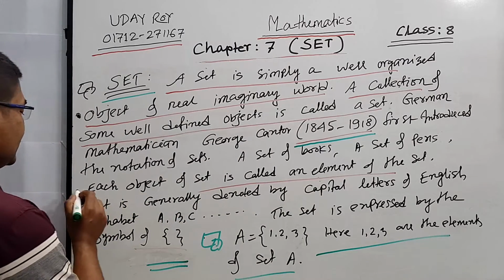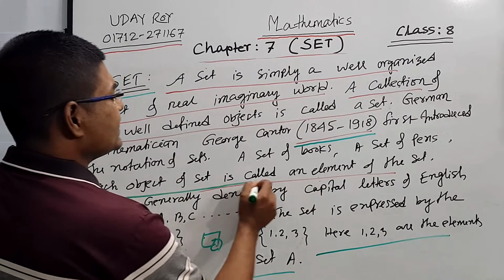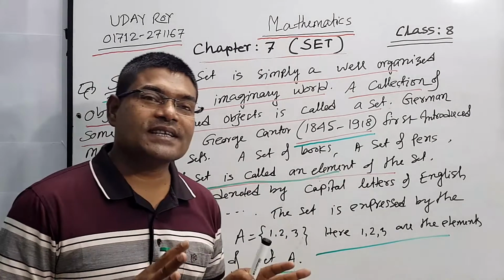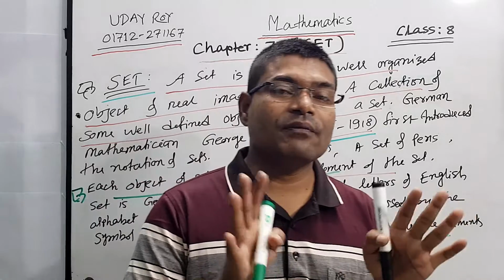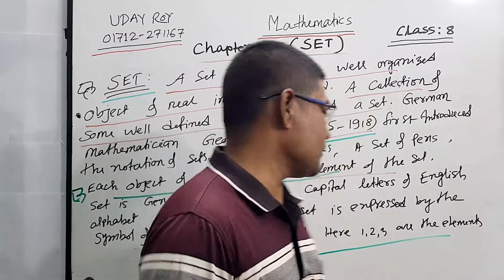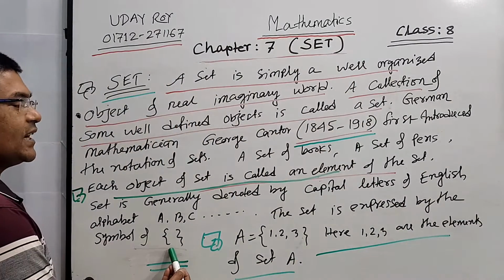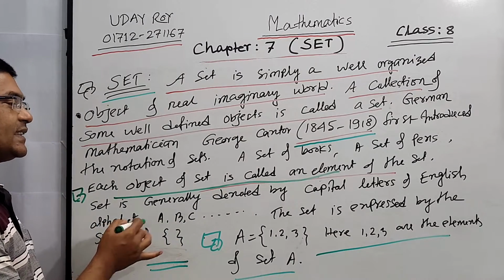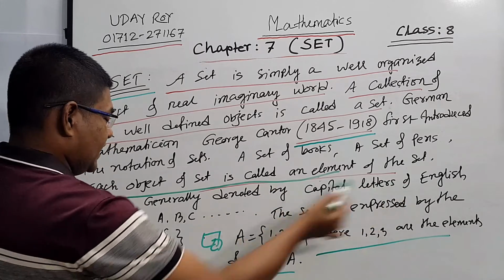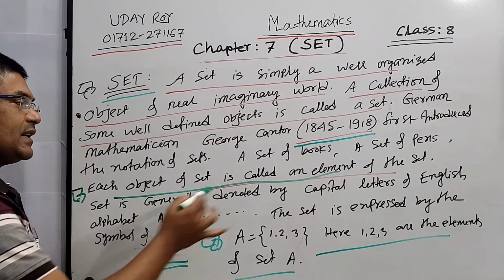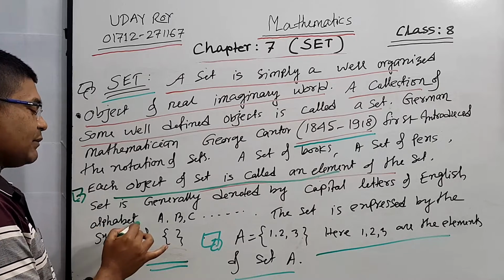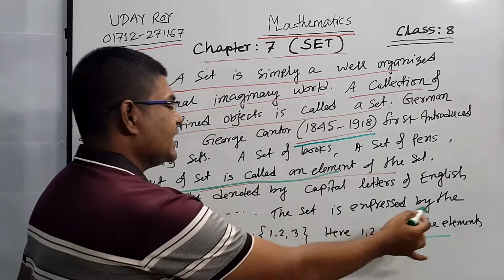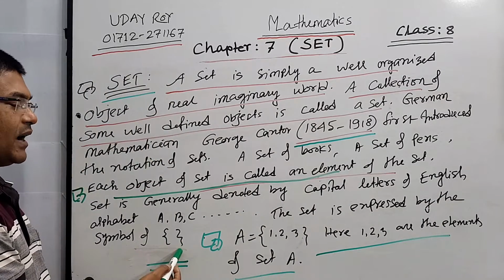Each object is called an element. And for a set, you have to keep every element in a second bracket. And a set is always expressed by a capital letter of the English alphabet, A, B, C, this type of thing. The set is expressed by the symbol of second bracket.